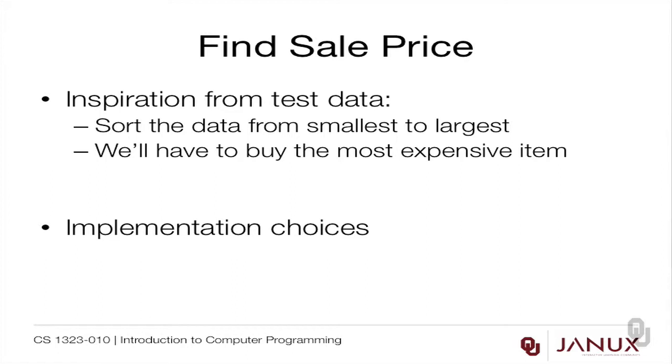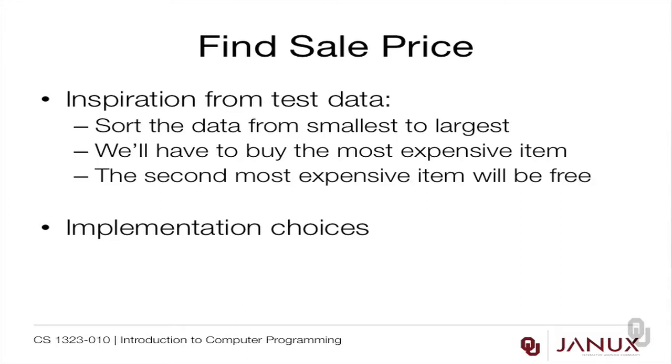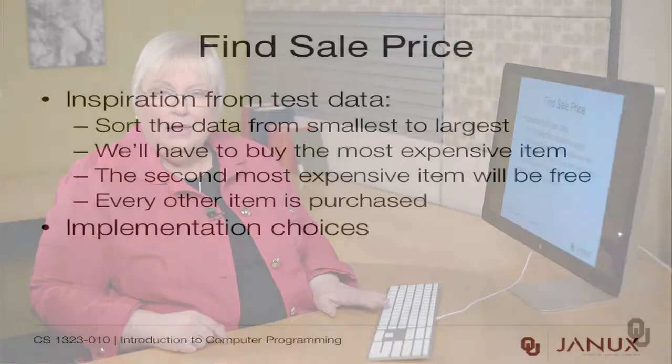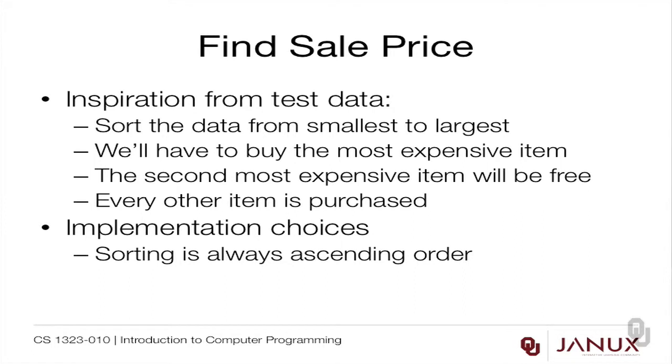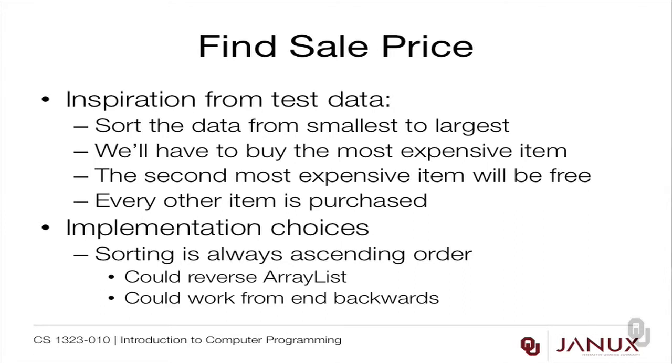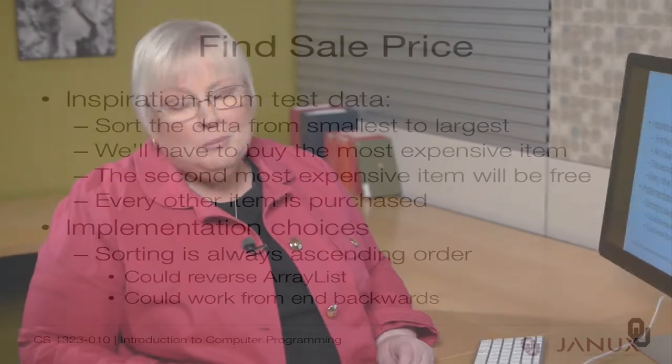We're going to have to buy the most expensive item, so that one's going to be at the end of the list. The second one will be free, so that's one position in, and then we'll do every other item. So if you think about it, we're starting at the end and skipping alternate items. So that's a nice little while loop we're going to have. As far as our implementation choices, well, sorting is always in ascending order. There is a method in the collections class that reverses data, and we could use that. But there's really no reason to use that when we can just start at the far end of the array instead of the near end. This is a possibility people sometimes forget to do when they're writing code.